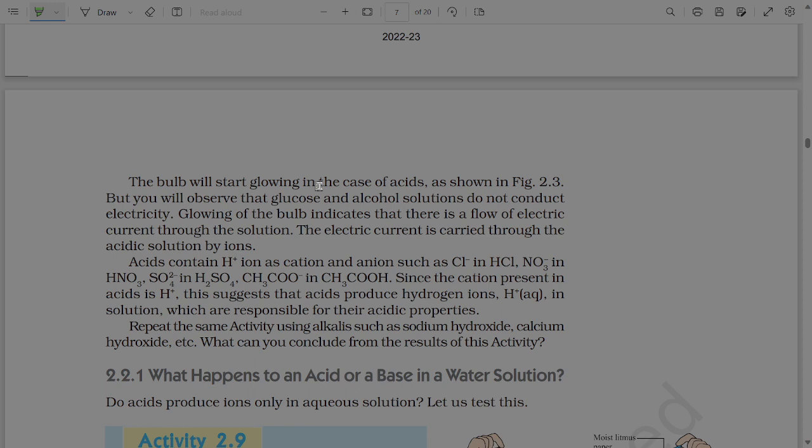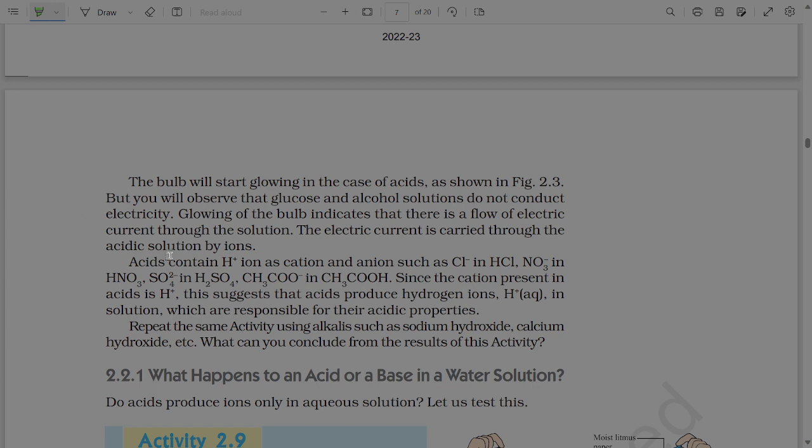Glowing of the bulb indicates that there is a flow of electric current through the solution. The electric current is carried through the acidic solution by ions. So acids and bases contain ions which make the current flow in the solution. But glucose and alcohol solutions are carbon compounds, which we'll study in chapter 4. So these are carbon compounds and they do not conduct electricity.